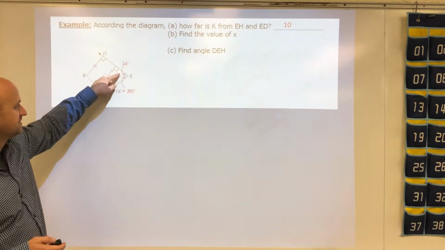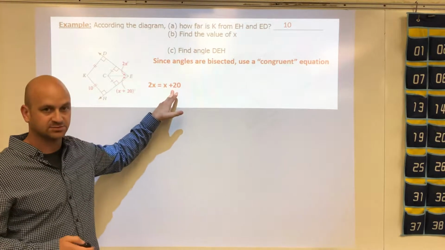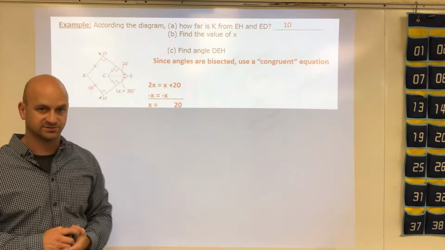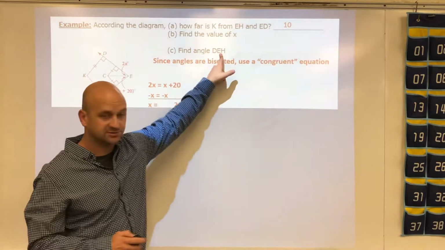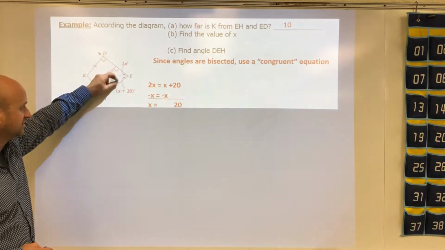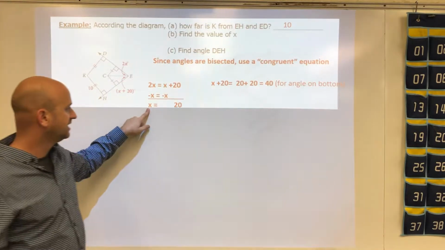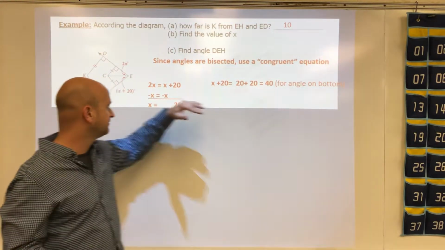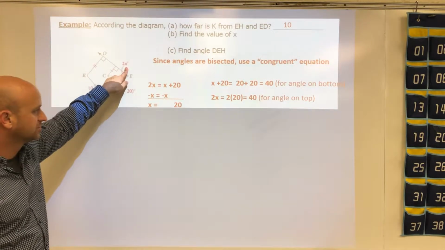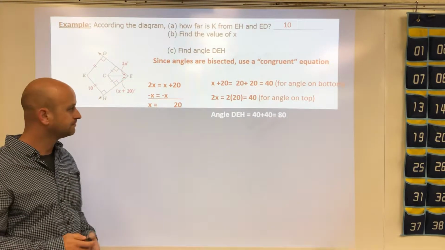All right, to find the value of x, we're going to set this equation equal to this one. So 2x is equal to x plus 20. We subtract our smallest variable, and in this case, we get an answer of 20. Now, to find angle DEH, in this case, DEH is the entire thing. We're going to find out how much each part is. First we do x plus 20. If we take the x and substitute it in, we get 40 degrees for the angle on the bottom. If we substitute x up here, 2 times 20, we get 40 for the angle on top. So the entire angle then is going to be 80 degrees.